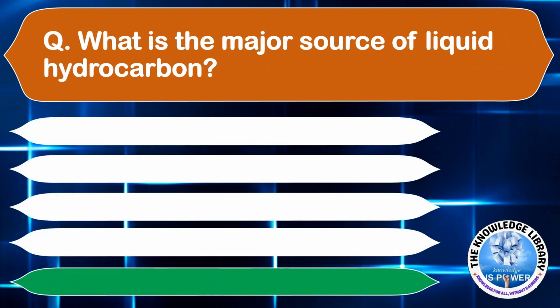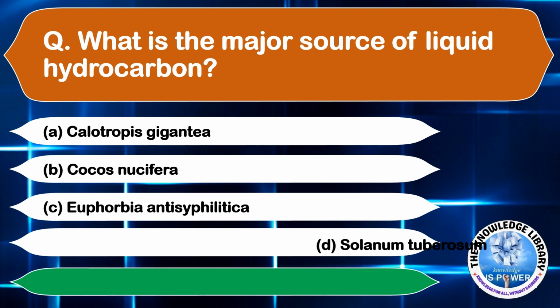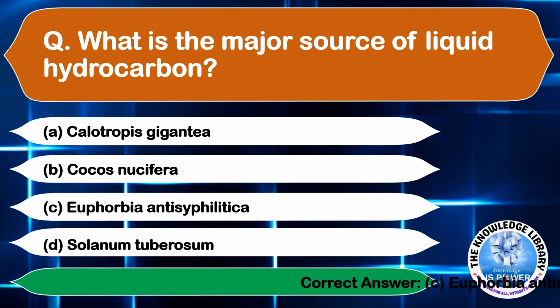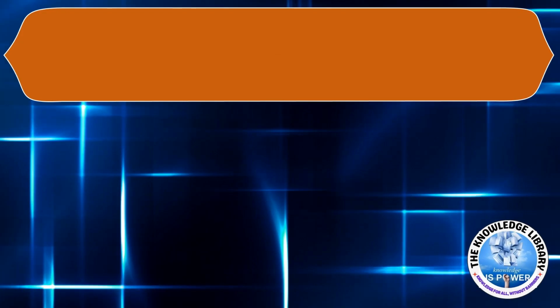What is the major source of liquid hydrocarbon? Option A, Calotropis gigantea. Option B, Cocos nucifera. Option C, Euphorbia antisyphilitica. And option D, Solanum tuberosum. The correct answer is option C, Euphorbia antisyphilitica. Moving on to the next question.